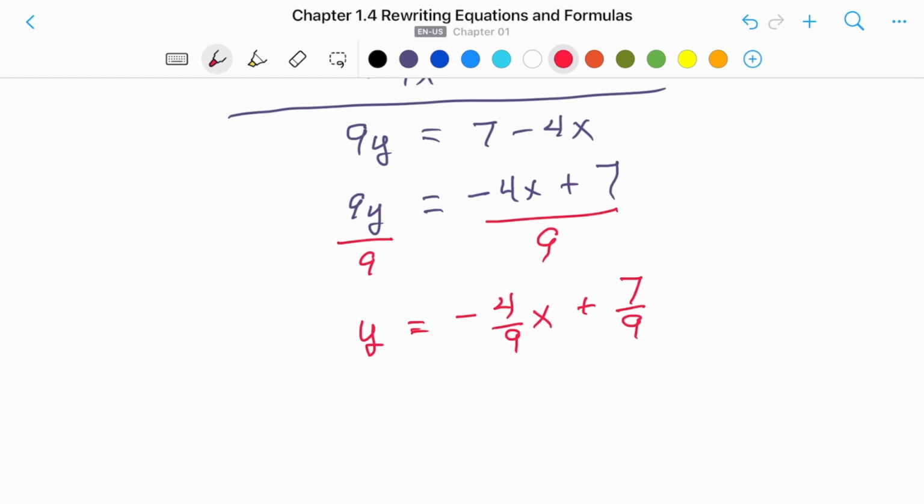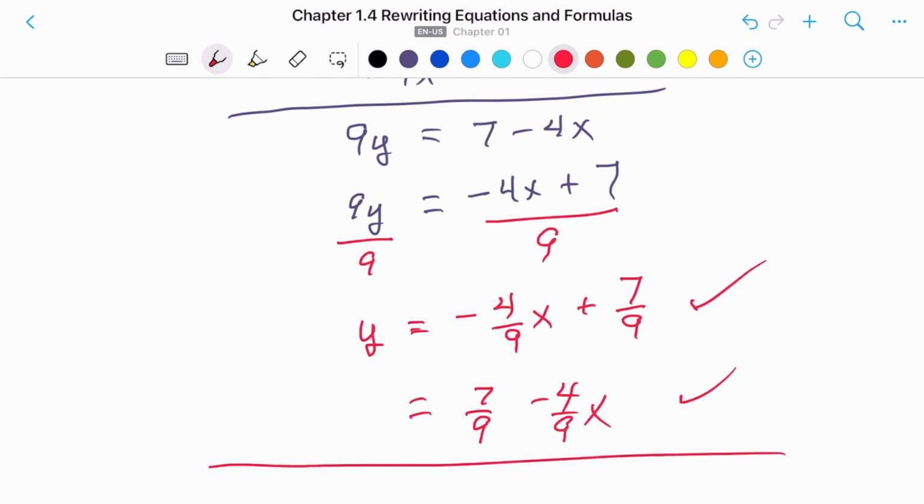You could also say 7 ninths minus 4 ninths times x, and you'd still be correct. If you didn't flip it around the way I did and you went 7 over 9 minus 4 over 9 times x, both of these are correct. It's a very easy problem.